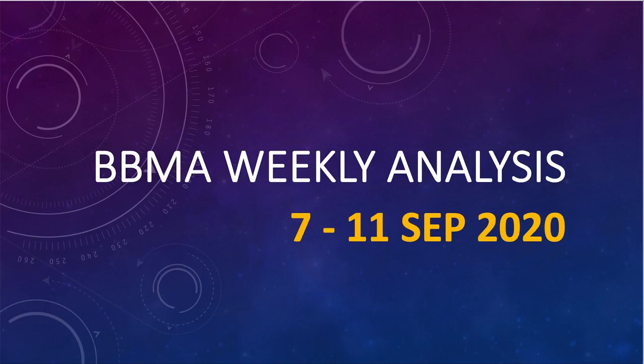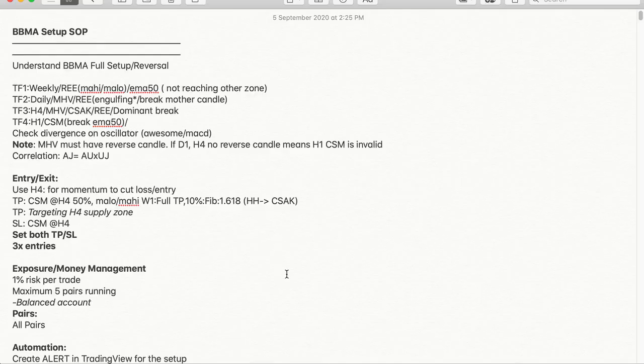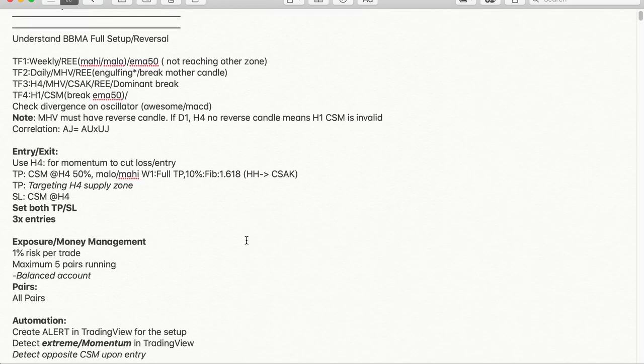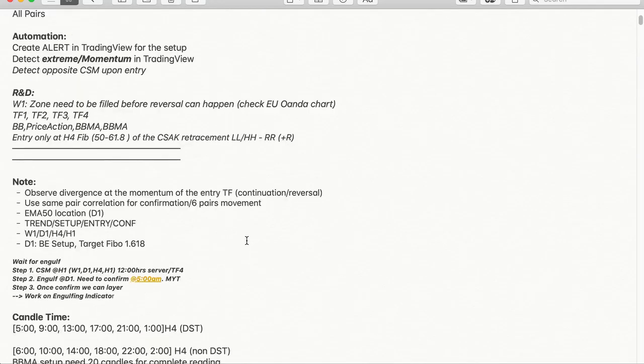Welcome to our BBMA weekly analysis for the trading week of 7 to 11 of September 2020. Let's get started. As usual, we're going to review our setup SOP. We are not changing anything in our SOP for this week, using 4 time frames: weekly, daily, H4 and H1. Entry and exit in H4. Risk management, 1% per trade, 5 trades running at the same time.